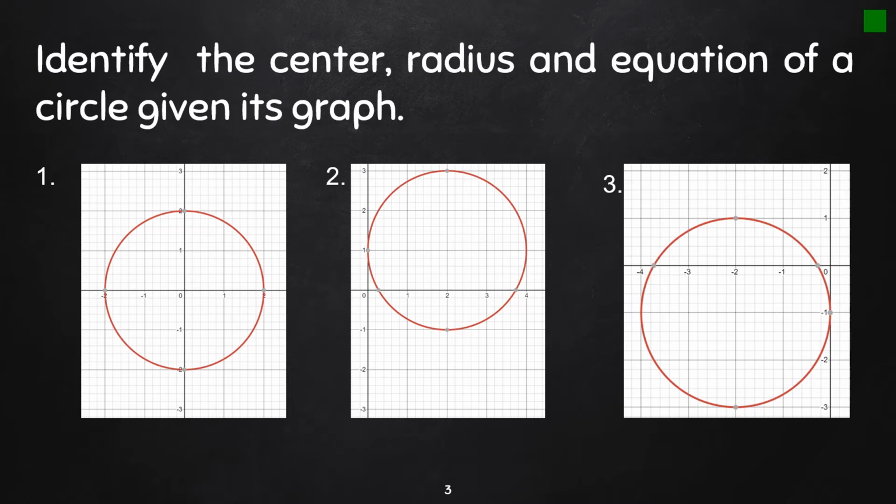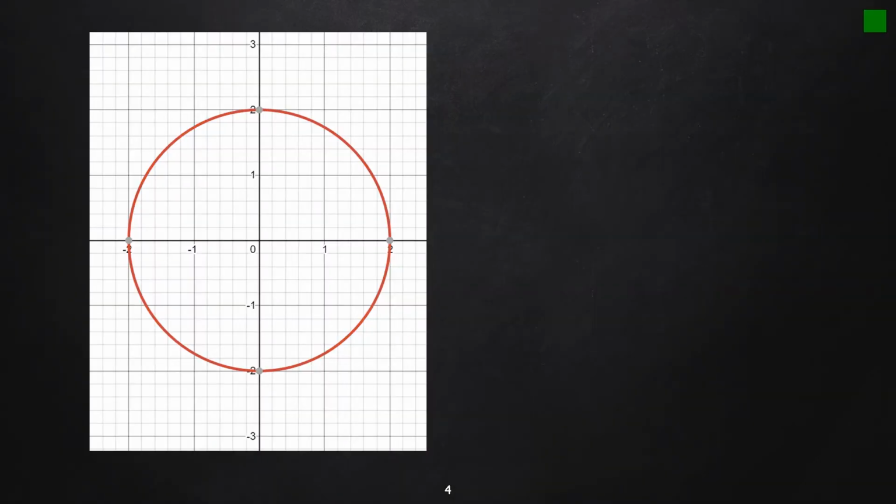Alright, so I am giving you three graphs here, graph 1, 2, and 3, and you identify the center, radius, and equation of the circle given the graph of the circles. So let's begin with item number 1. Alright, so this is item number 1.